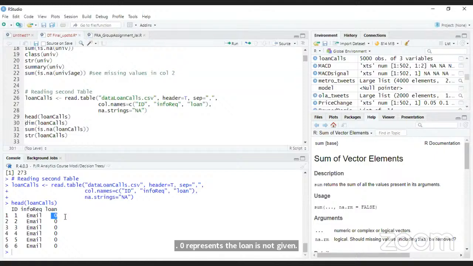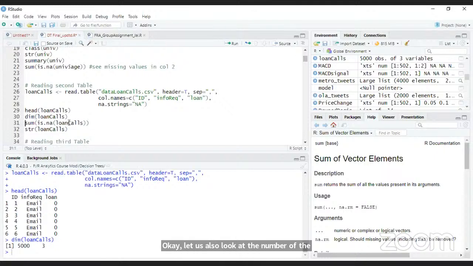1 represents the loan is given. Okay, let us also look at the number of rows and columns. We have 5000 records and 3 columns. So the first table has 5000 records and 8 columns. Second table has 5000 records and 3 columns. So the number of columns are different, but number of rows are same, which is good news.